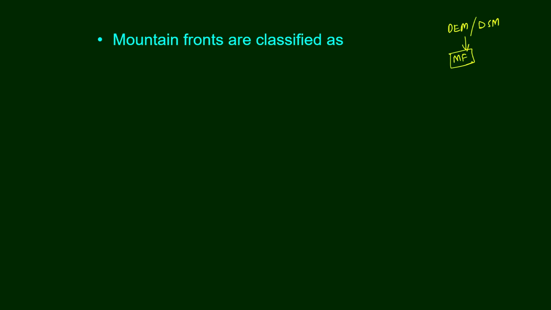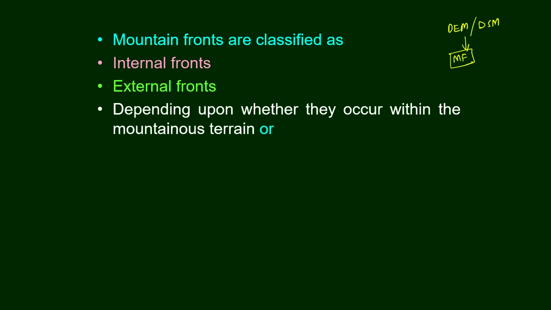Mountain fronts are classified as internal fronts and external fronts. Suppose you have contours here and streams flowing across this. Internal fronts could be away from the main mountain fronts, so this can be classified as an internal mountain front. Depending on whether they occur within the mountainous terrain, you can classify whether it is internal or external.